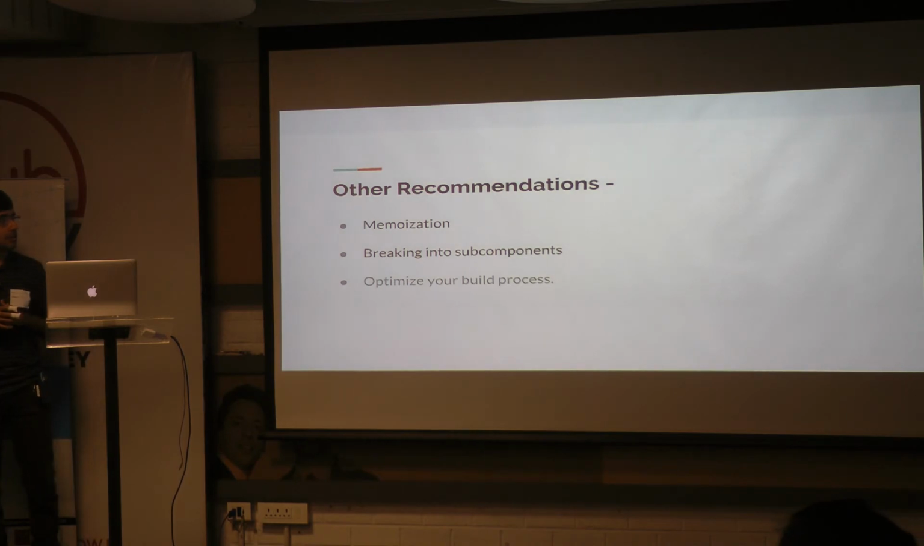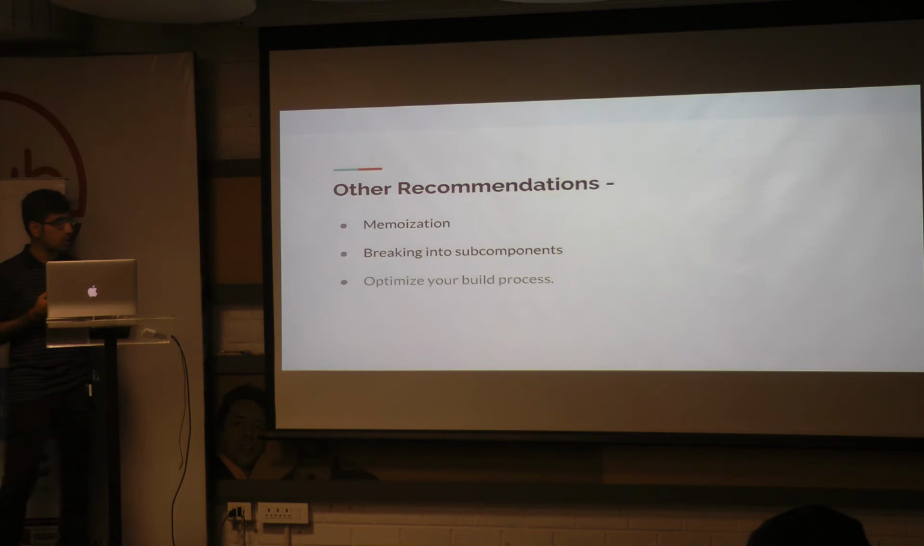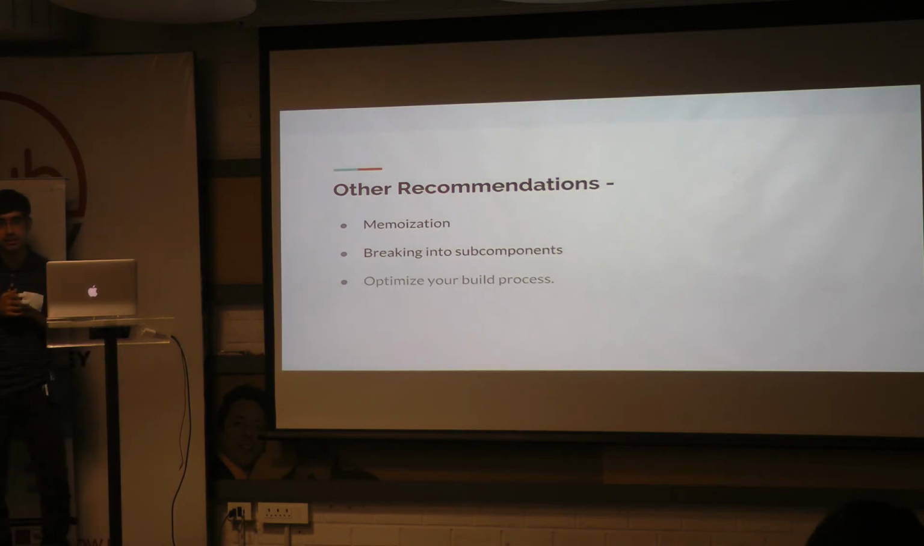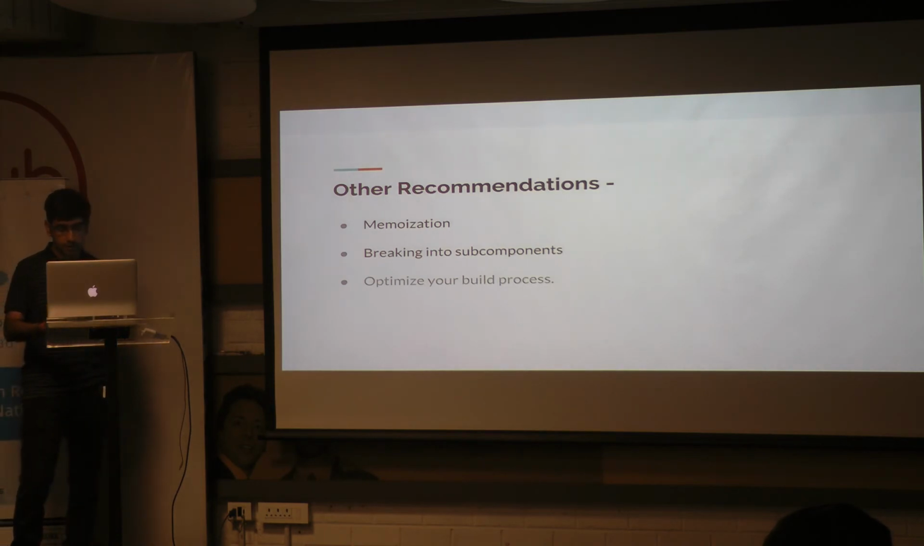So other recommendations, if you are frequently rendering large DOM nodes in your app, you can explore a trick called memoization, where you can memoize large components so that they are not re-rendered every time. Or you can break your bigger components into smaller chunks so that you have better control over what renders and what does not. Or you can optimize the build process, use some of the advanced Babel plugins and all, which modify your code on the go to optimize certain aspects of it.